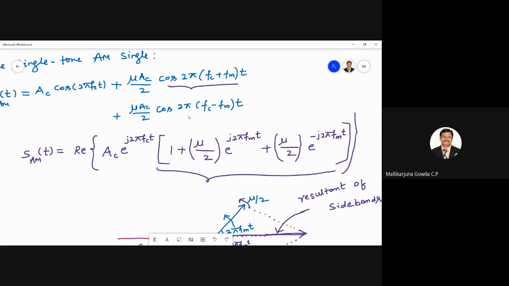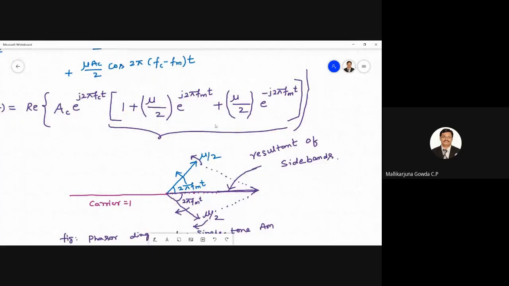Right? For this one, e power j 2 pi fct into Ac is already there outside. So I can write mu by 2 into e power minus j 2 pi fmt. Is this clear, or do you want me to write it? No, I got it, sir.